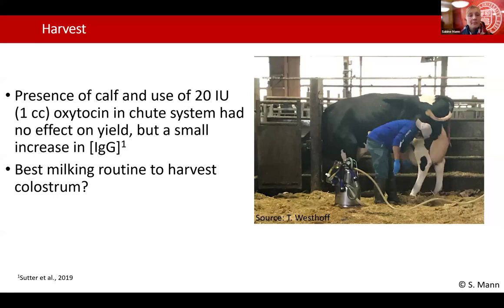So what is the best milking routine to harvest colostrum? There's still a question mark in that regard. At this time, we recommend to harvest colostrum just the same way you're harvesting milk in general, making sure that if you're using a bucket milker specifically for colostrum, that it's getting checked routinely and that you're not having any malfunctioning in the system, which can contribute to you not being able to get the yield out of these cows that you were expecting.